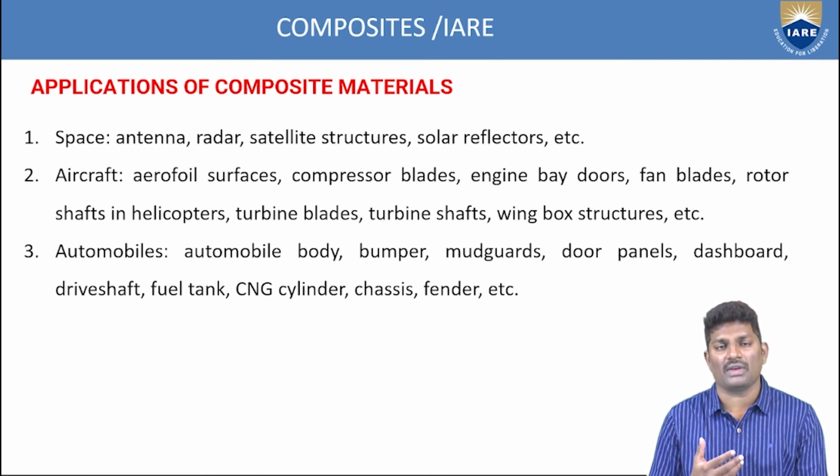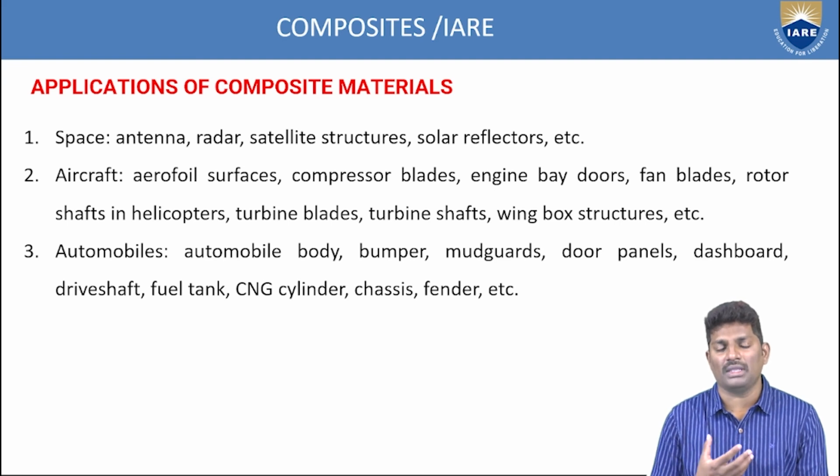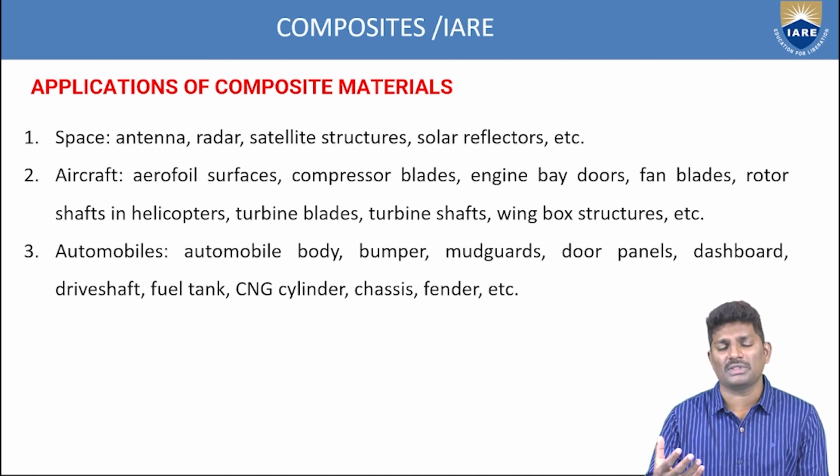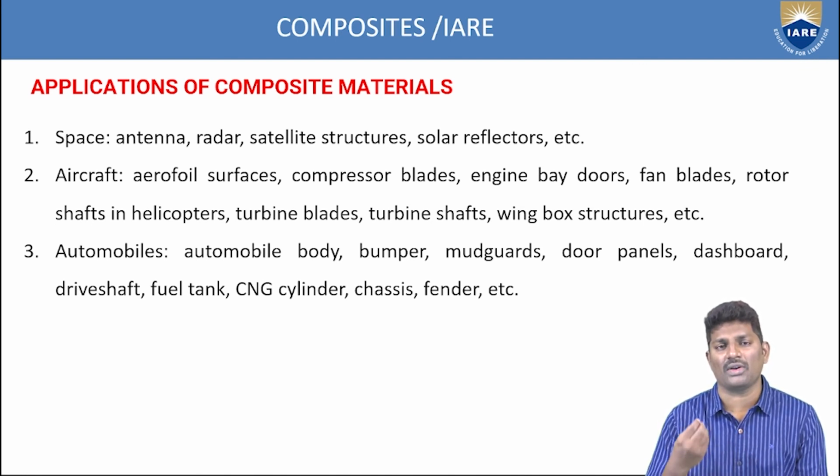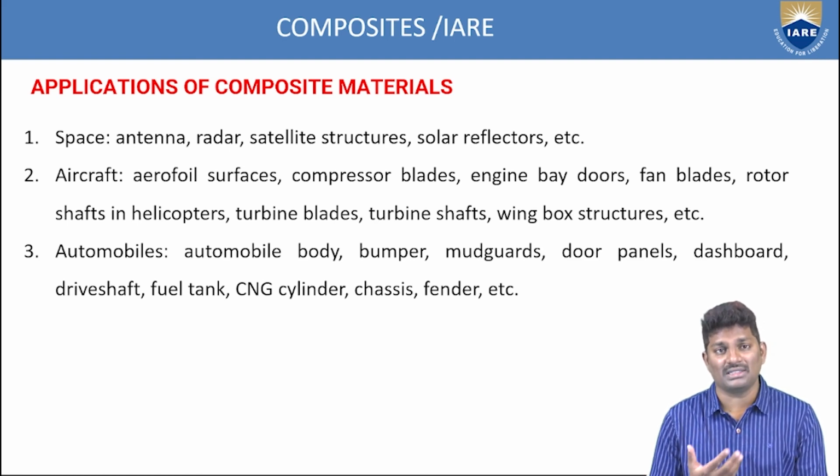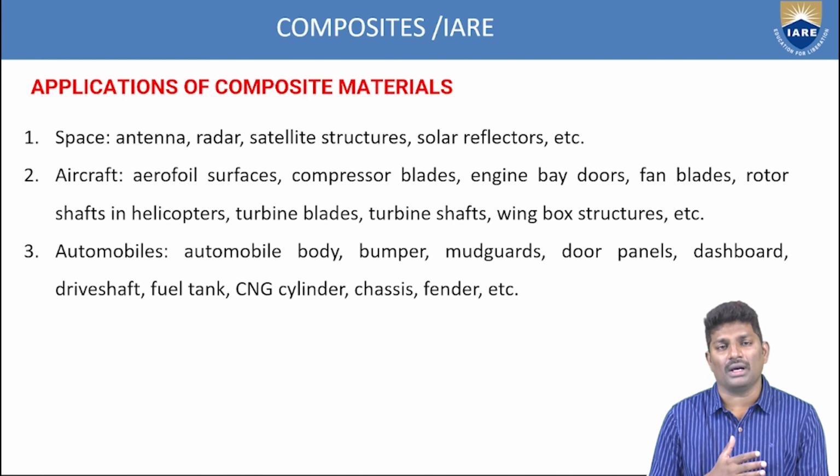Coming to automobiles, we have the automobile body. When you are traveling, the body has to resist different forces acting on it. All these forces have to be resisted, so a single material cannot do all these things. That's why we prepare it using different composite materials. Bumper, mudguard, door panels, dashboard, fuel tanks, CNG cylinders: all these are some of the main examples in which composite materials play a key role.